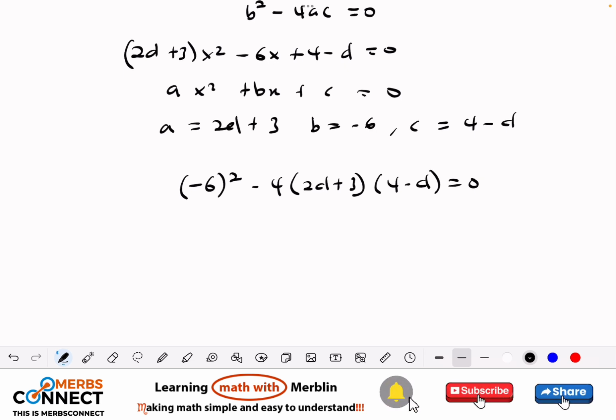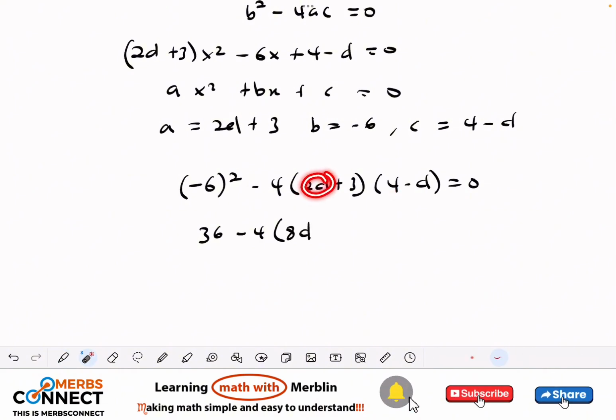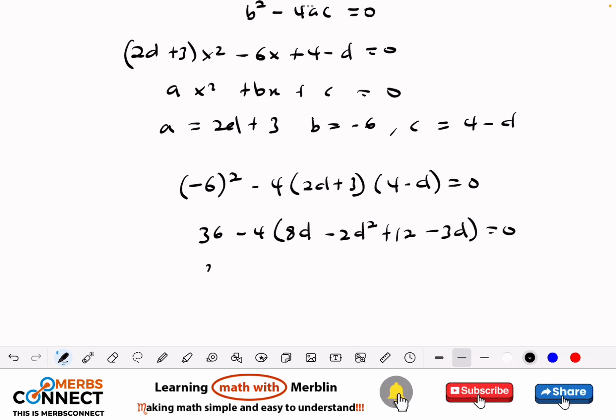So let's do that. Minus 6 squared is 36. All right. And then this is going to give us minus 4. I will simplify the one in the bracket here. 2d times this is going to give us 8d. This times this is going to give us minus 2d squared. And then this times this will be 12. And then this times this is going to give us minus 3d, which is equal to 0.